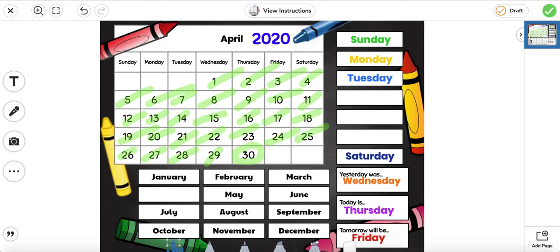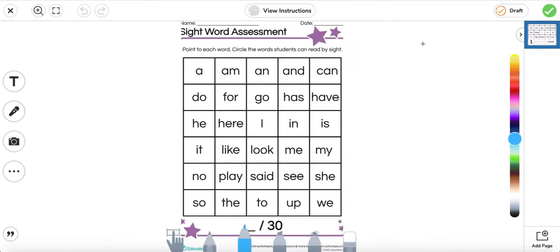Okay, so we're going to move on to fluency. Fluency, we're going to read the words and we're going to go ahead and instead of circling, I'll go ahead and just highlight it. Okay, are you ready?